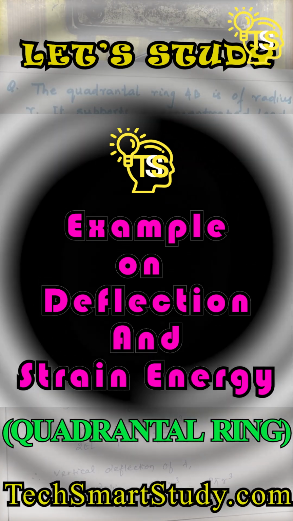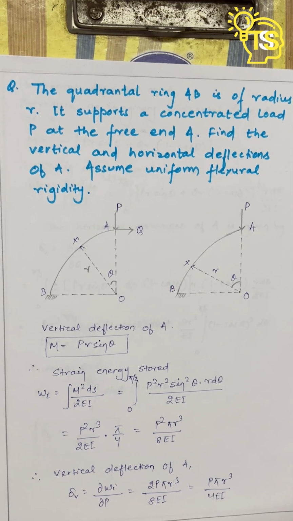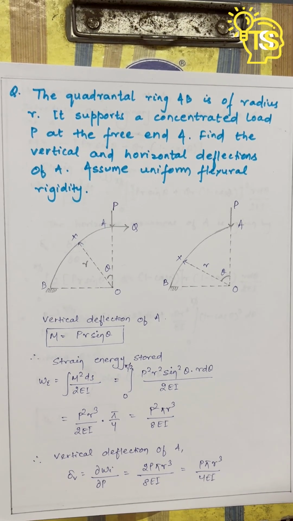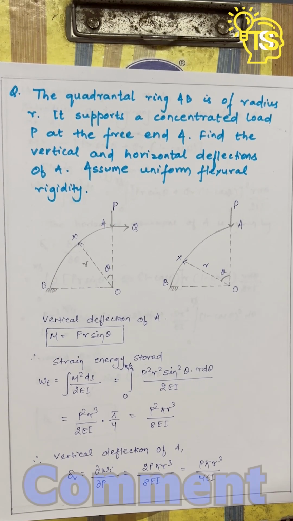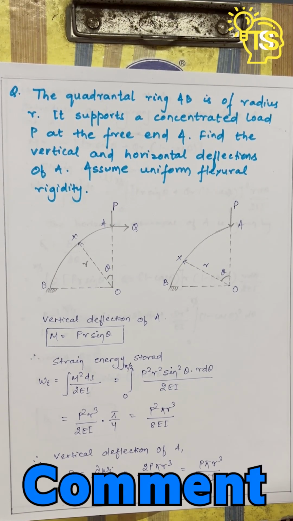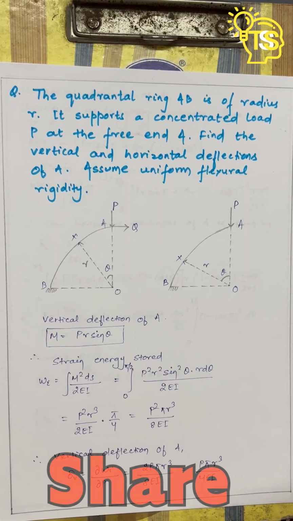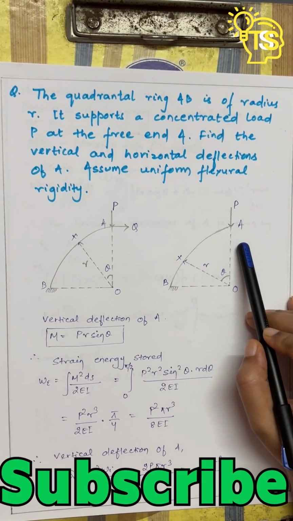Let's solve a problem based on application of first theorem of Castigliano. The question is, the quadrantal ring AB is of radius r. It supports a concentrated load P at the free end A. Find the vertical and horizontal deflection of A. Assume uniform flexural rigidity. This is the quadrantal ring that is given in the question.